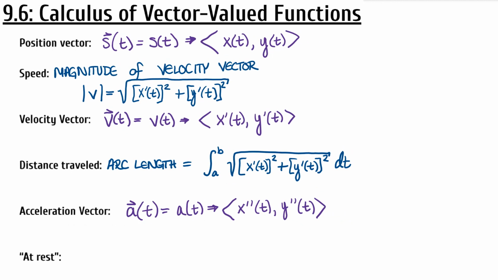An object is at rest when its velocity is 0. Both components of the velocity vector must equal 0. X prime of t equals 0 and y prime of t equals 0.